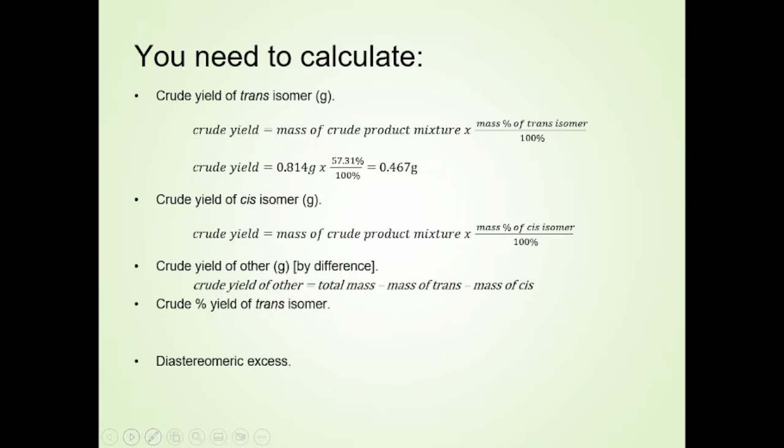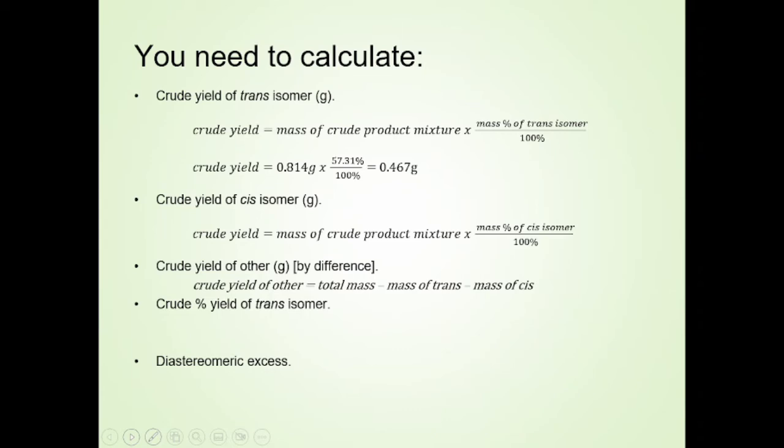Okay. Crude yield of other, we're going to just do that by difference. So take the total mass, again, the 0.814, subtract out the mass of trans, 0.467, mass of cis, whatever we calculated, and anything else then is just other stuff. It may be a mixture of aldehyde and triphenylphosphine oxide and possibly other things. We don't care what those are. We're just labeling that as other stuff.